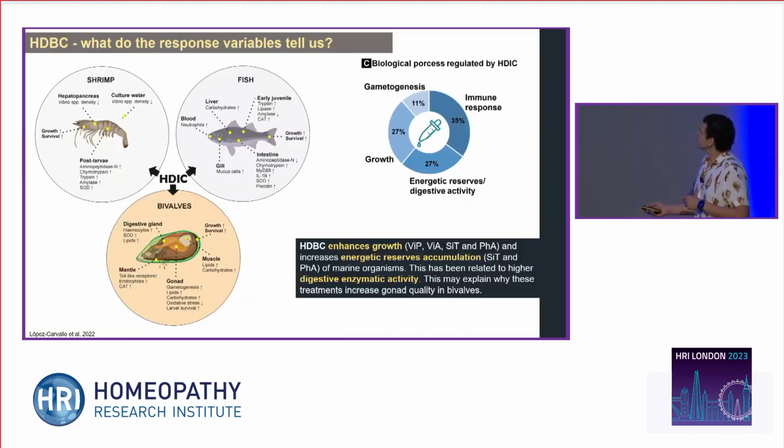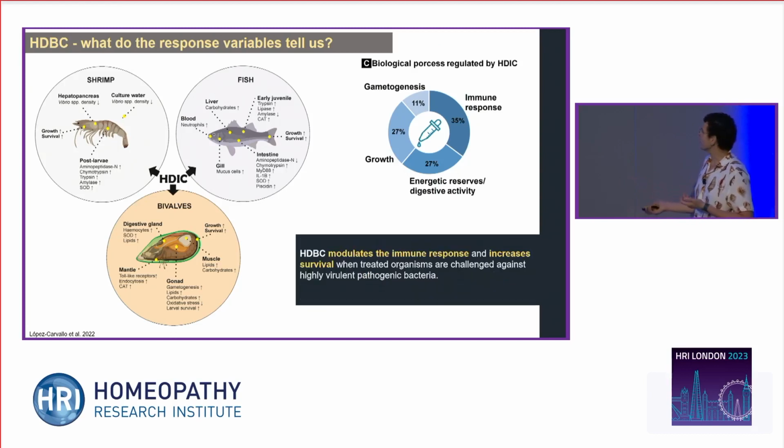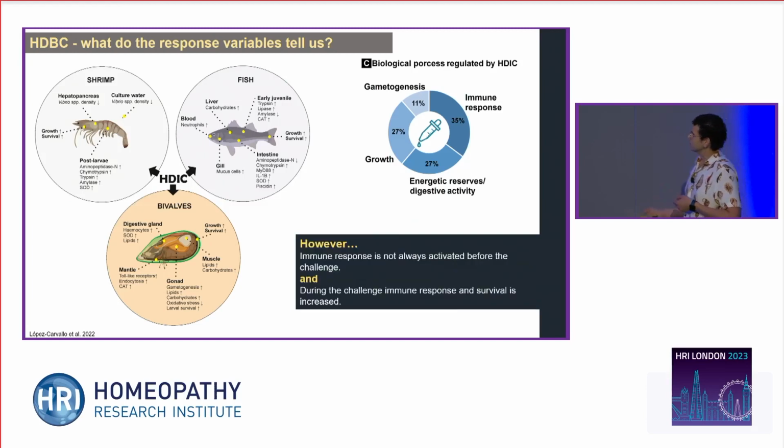I'm going to be a little bit faster. So these homeopathic treatments enhance growth and increase energetic reserves of marine organisms, and this has been related to higher digestive enzymatic activity. However, this treatment modulates the immune response and increases survival when the organisms are challenged against highly virulent pathogenic bacteria. However, I wanted to get to this point: the immune response is not always activated before the challenge, but during the challenge.